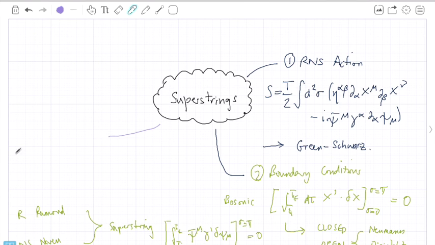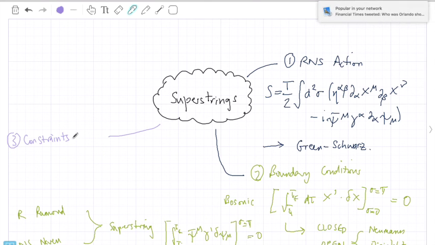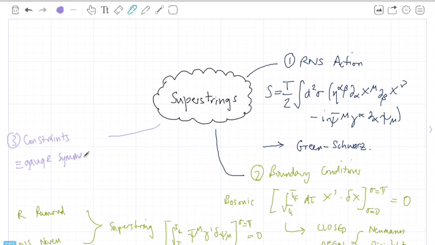In the third section of the notes, we discuss constraints which must be placed on the superstring in order to get a consistent theory. These effectively arise from the gauge symmetry of the non-gauge fixed theory. In the non-gauge fixed theory, there are Lagrange multipliers that we must take into account. And it is these Lagrange multipliers that provide the constraints.